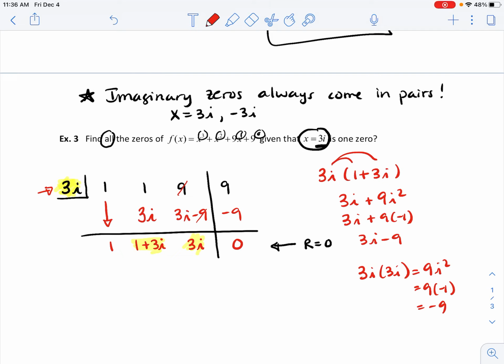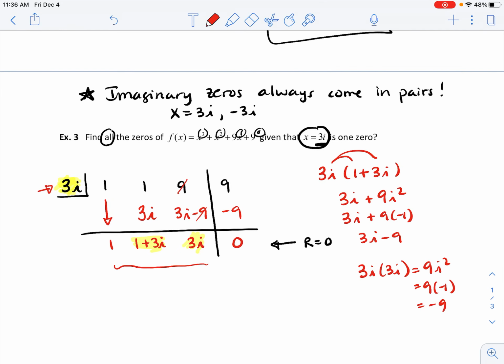Now look, I've got a little problem here. How the heck do you write that as a polynomial? I wouldn't know if I wrote that as x squared plus 1 plus 3i x plus 3i equals 0. I don't know how to solve that, and I don't want to factor that. So here's what I'm going to do, and this is a really cool trick. I know that imaginary zeros always come in pairs. I know that if I plug in 3i, I'm going to get a remainder of 0. But because they come in pairs, I know that if I plug in -3i, it's also going to work.